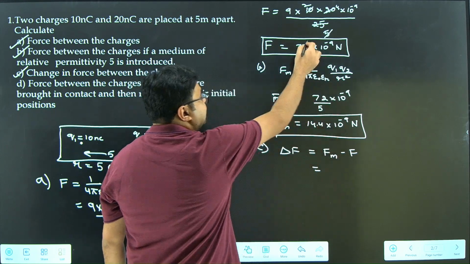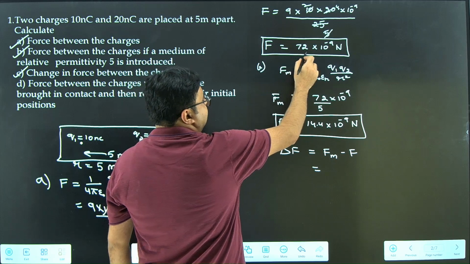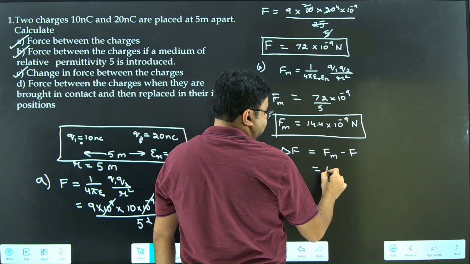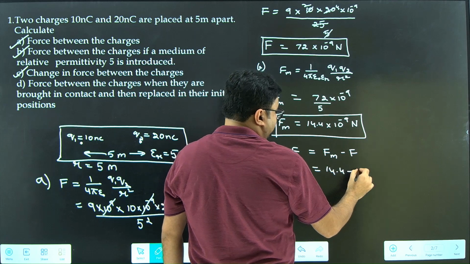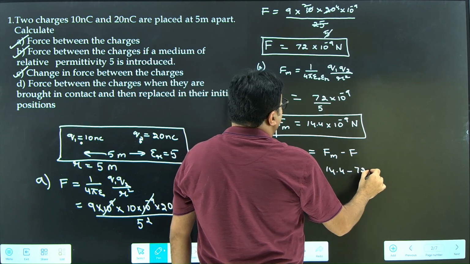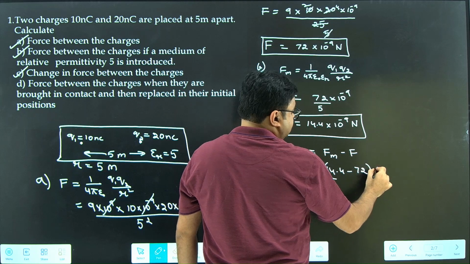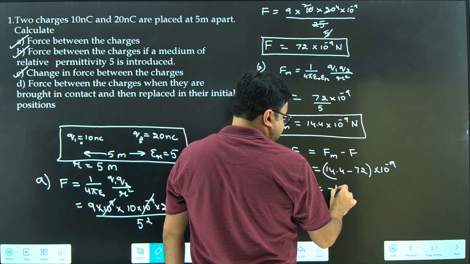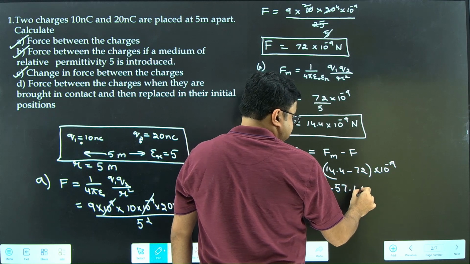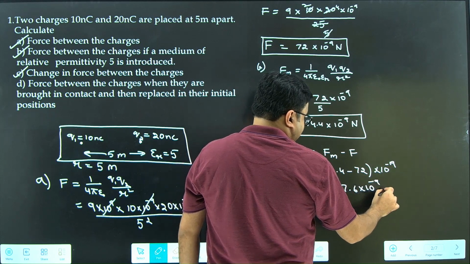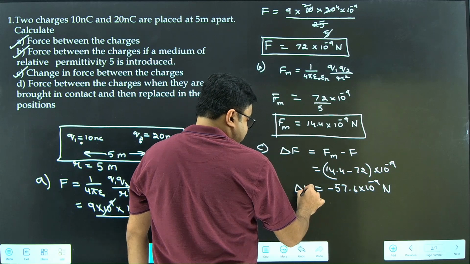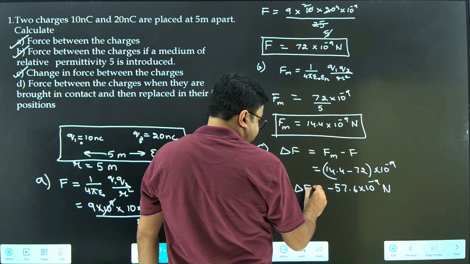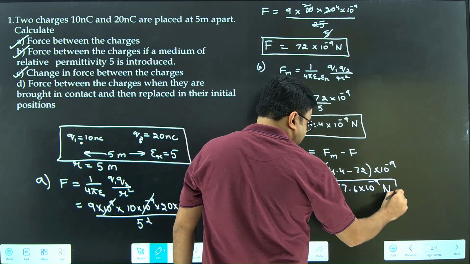Fortunately, that is the case in our situation, where it's 10 to the power of minus 9 and 10 to the power of minus 9, so you can just directly subtract. You have 14.4 minus 72 into 10 to the power of minus 9. This will turn out to be minus 57.6 into 10 to the power of minus 9 Newton. This is the change in force, my dear friends. So that's the change in force. I'll just put that in the box as well.